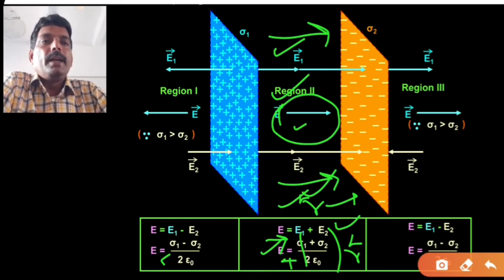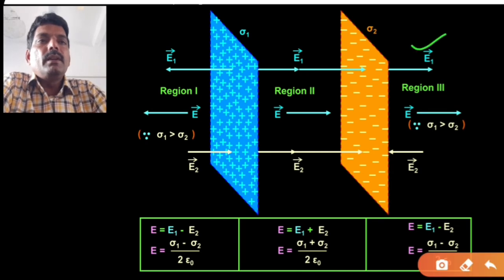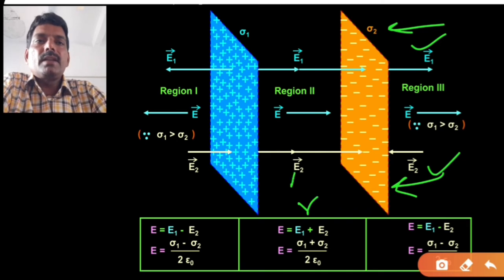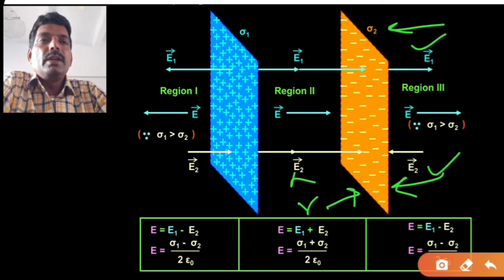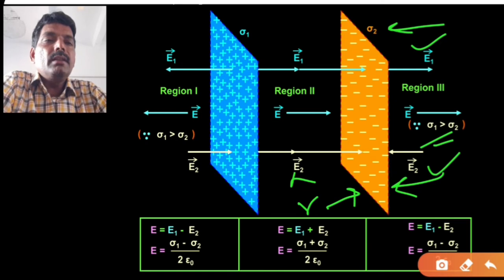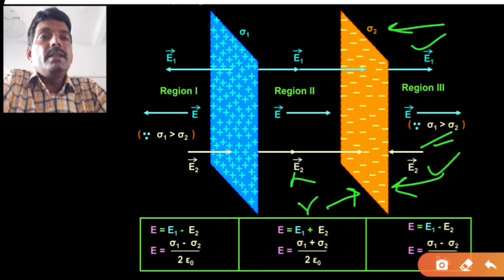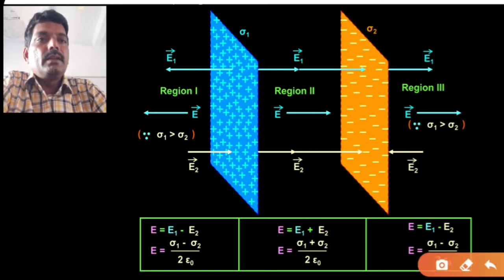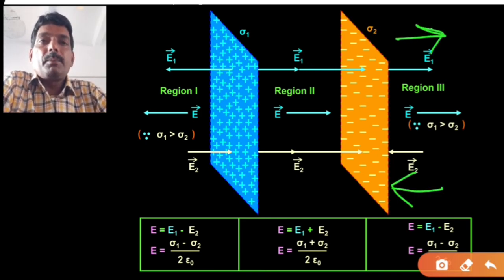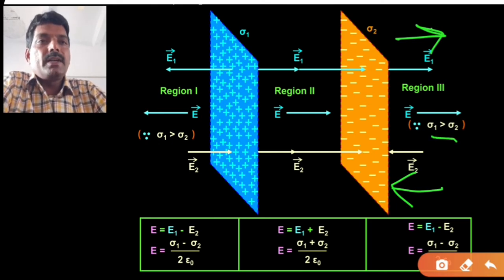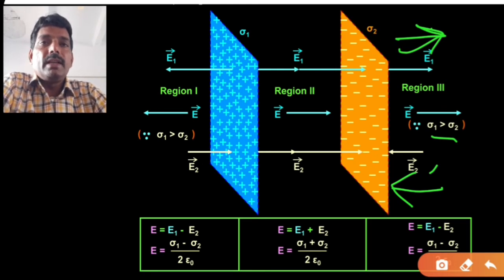Region 3. In region 3, E1 and E2 are again in the same direction, and r cap you can say in this direction. So E1 and E2, sigma 1 is greater than sigma 2, that is already given. In the third region, E1 is in this direction and E2 is in this direction, therefore they are opposite in direction. And as sigma 1 is greater than sigma 2, therefore E1 is greater than E2, and that I have shown also with a small length of the arrow.